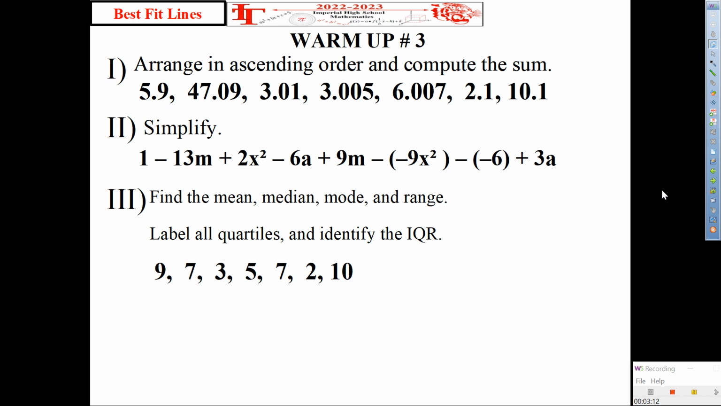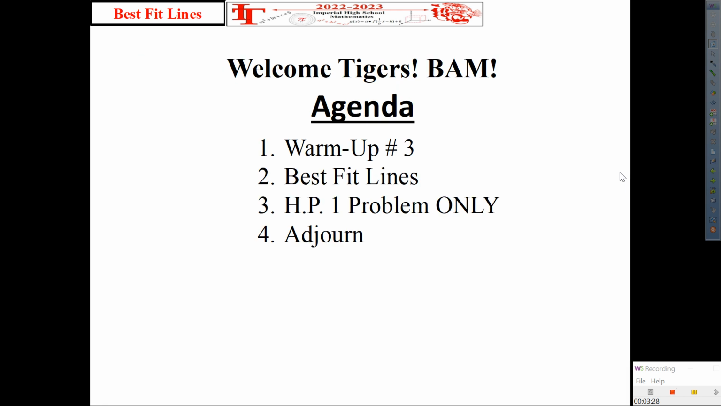So the rest, I'm just going to continue building up on structure for the lesson throughout the day, for every day. So what is after the warm-up? Copy the agenda, is that correct? So copy the agenda underneath. We got agenda, warm-up number 3, best fit lines, and for home play, only one problem. Only.